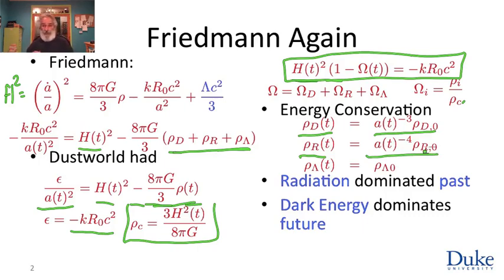The reason, of course, is that 3 of those factors have to do with the fact that the number density of photons, say, decreases as the 3rd power of a because the volume grows, and then the energy of each photon decreases by a factor of a because of the cosmological redshift. So radiation is diluted faster than dust.